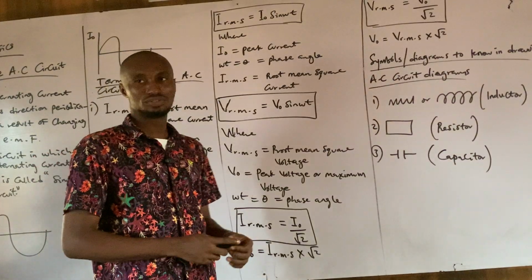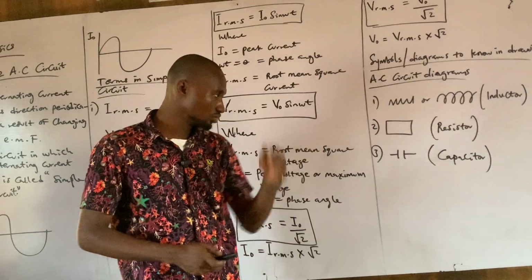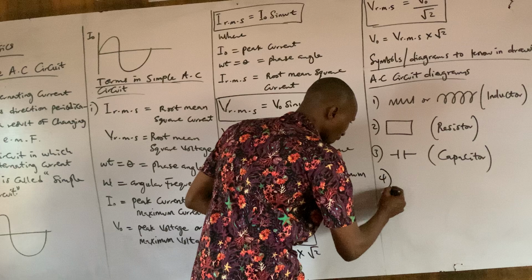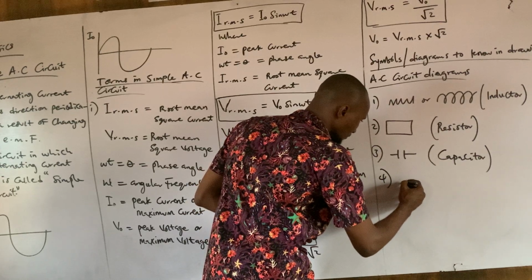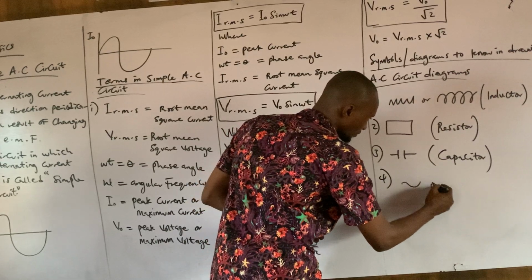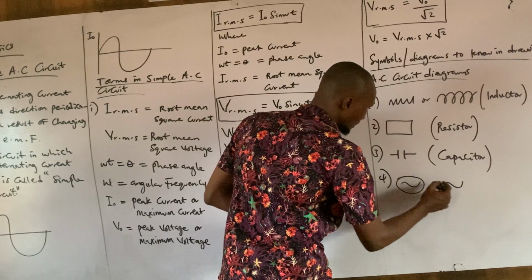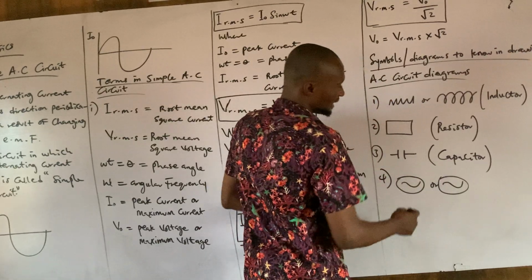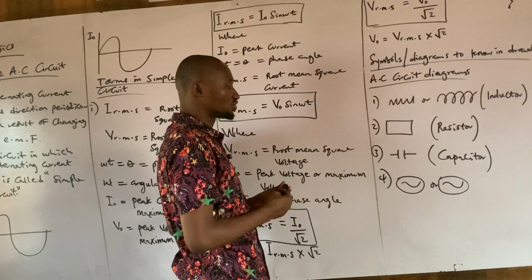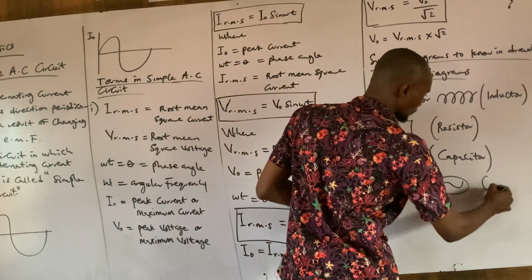I think that is all. Not all. Four, we have something like this, in a circle, or like on its own. It is called what? Voltage.